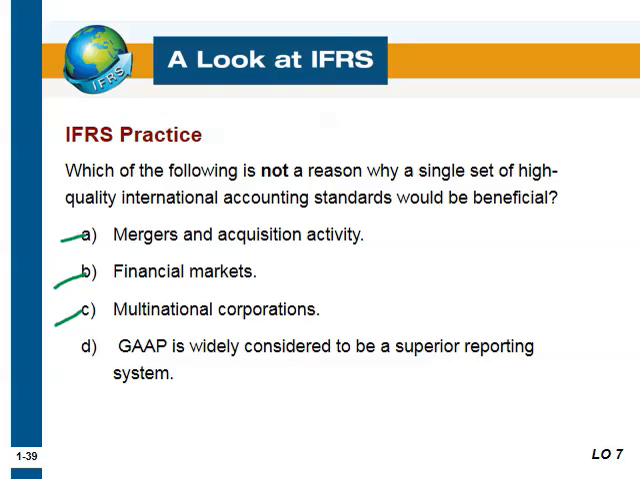Now, what we said was generally accepted accounting principles, or GAAP, is widely considered to be a superior reporting system. Well, that's not necessarily true. The two systems, U.S. GAAP, that's what we use in the United States, as opposed to the IFRS statements we talked about earlier, are very similar in nature. So one is not necessarily superior to the other.